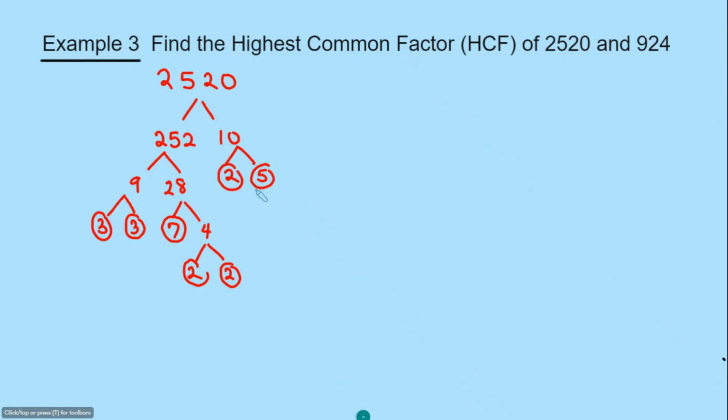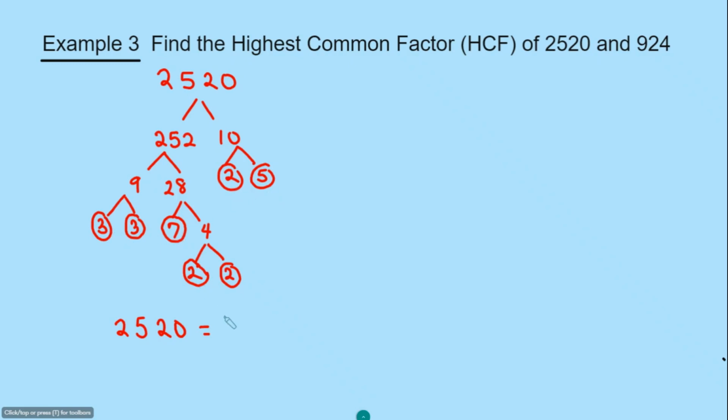Now there is no other number left to be split up, so I'm going to write 2520 as the product of the primes. So I'm going to start off here with 2520. So 2 times 2 times 2 times 3 times 3 times 5 times 7.